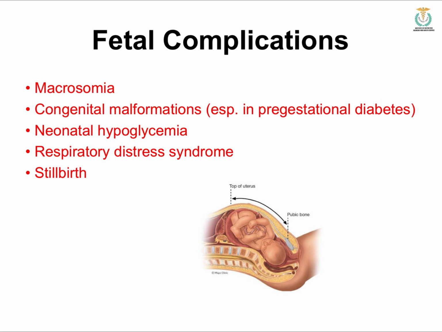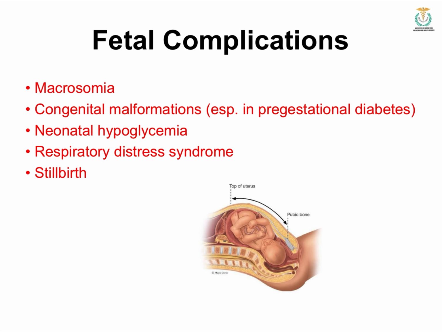There can be congenital malformations in the fetus. Third is neonatal hypoglycemia after birth, because the baby's pancreas has been producing high insulin. Next is respiratory distress syndrome. Last is stillbirth. If the diabetes mellitus remains uncontrolled, then stillbirth can also happen. So maternal control of glucose equals fetal protection. If we are able to control the glucose of the mother, that will help protect the fetus from further complications. So these are the important fetal complications we see in gestational diabetes mellitus.